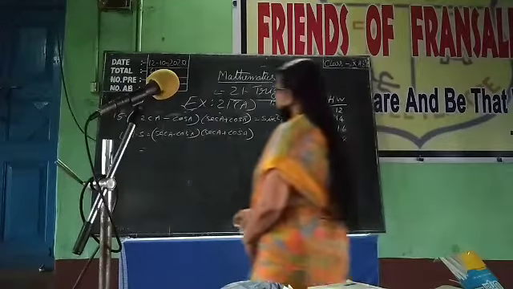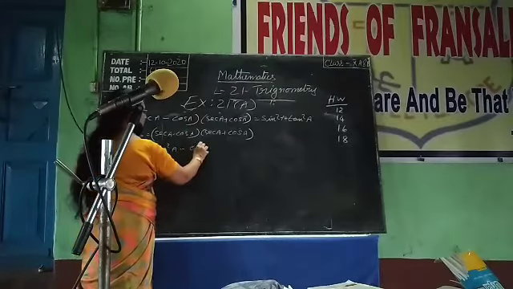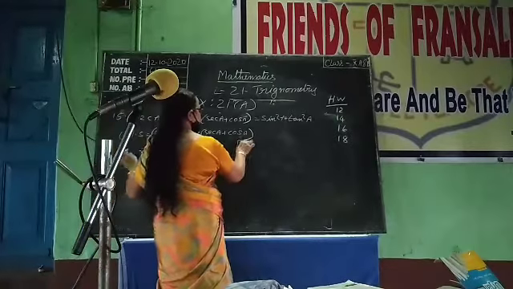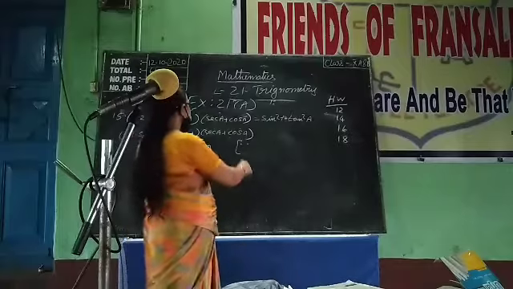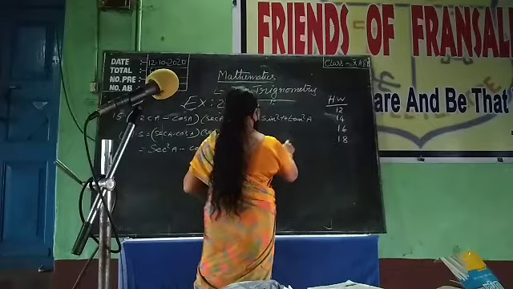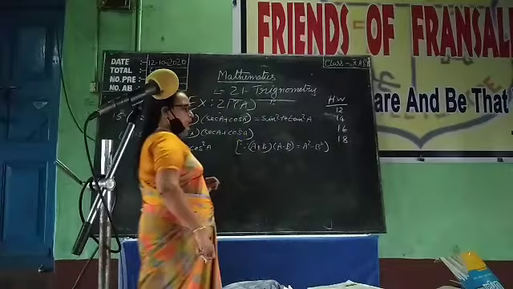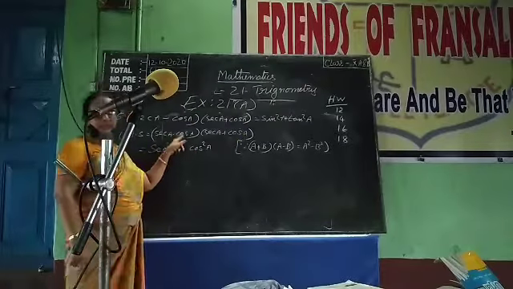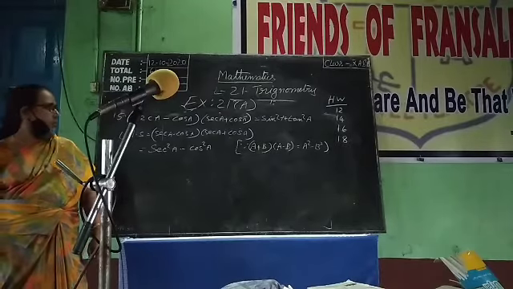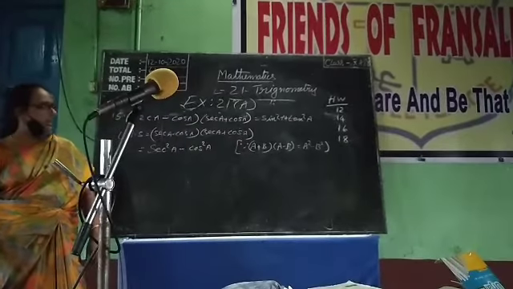So which is equal to sec square A minus cos square A. The reason you can write down: A plus B into A minus B is equal to A square minus B square. Here A is sec A, B is cos A. A we have taken as sec A, B we have taken as cos A. So sec A minus cos A into sec A plus cos A is equal to sec square A minus cos square A.